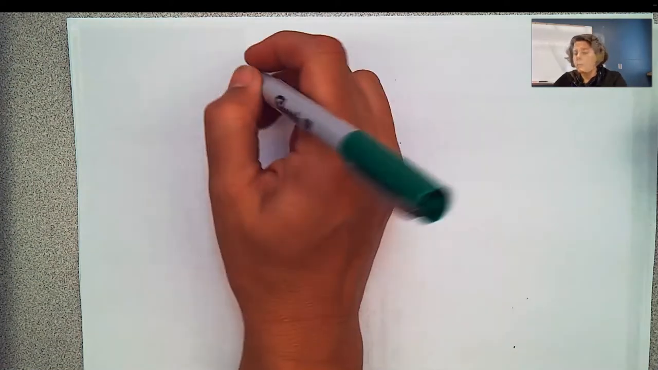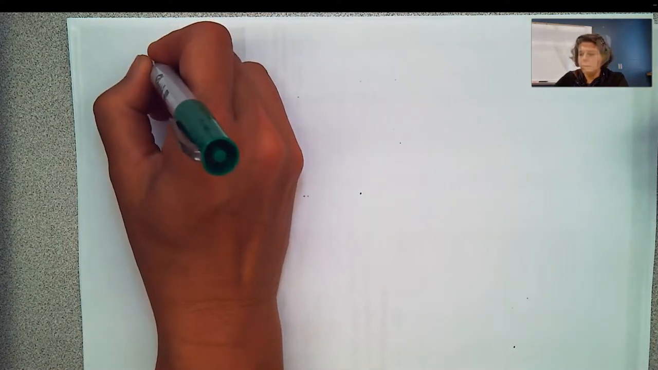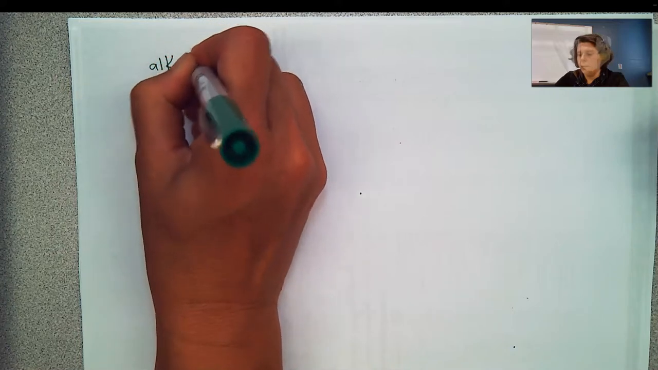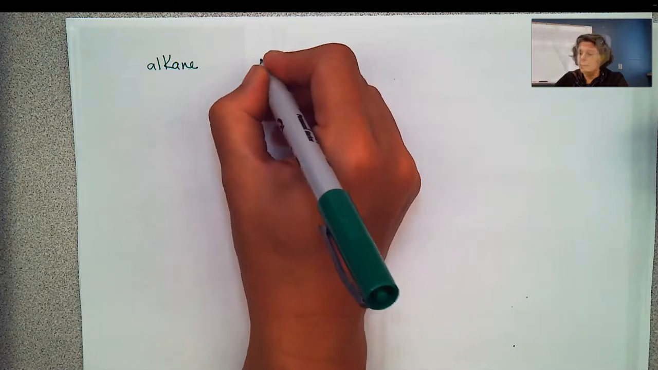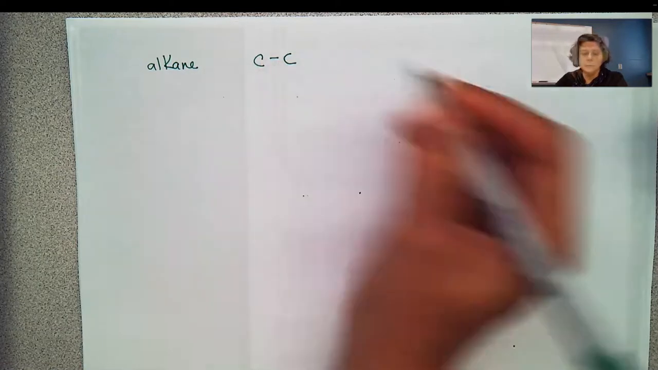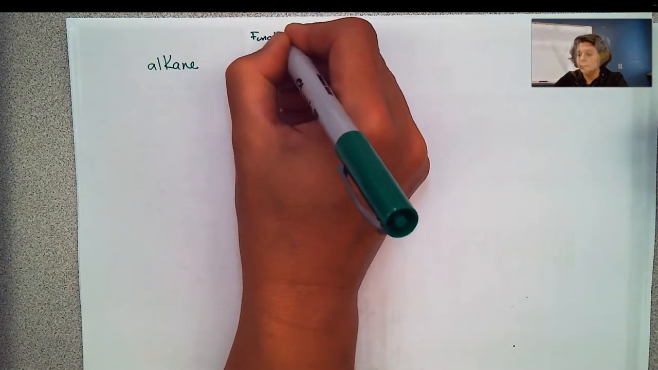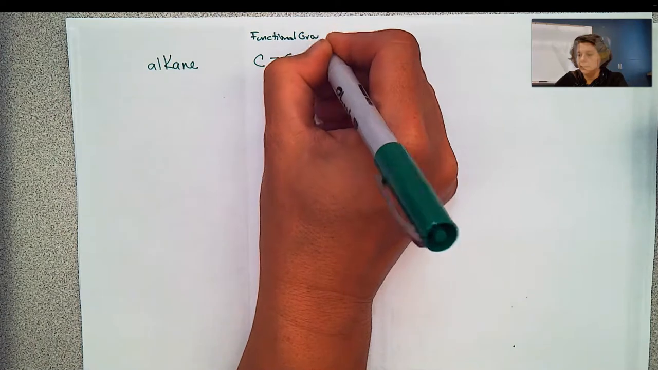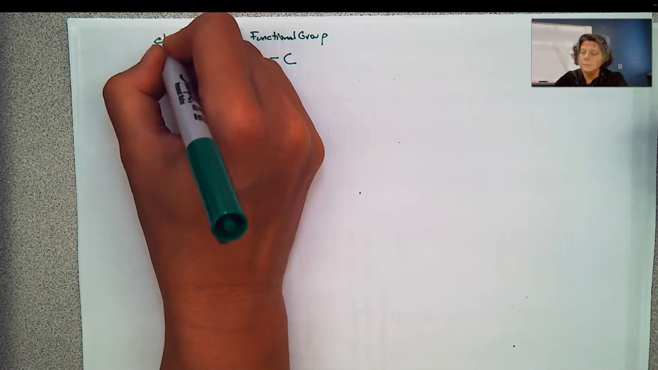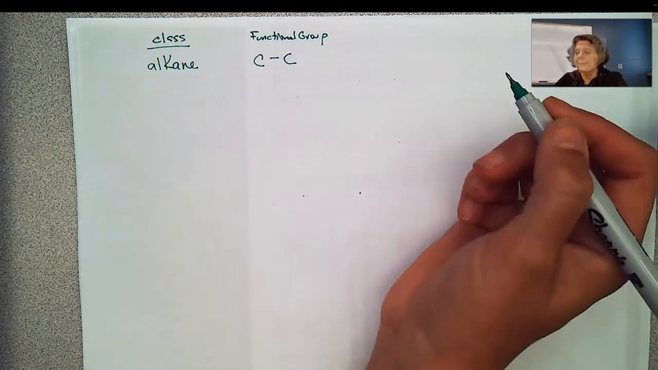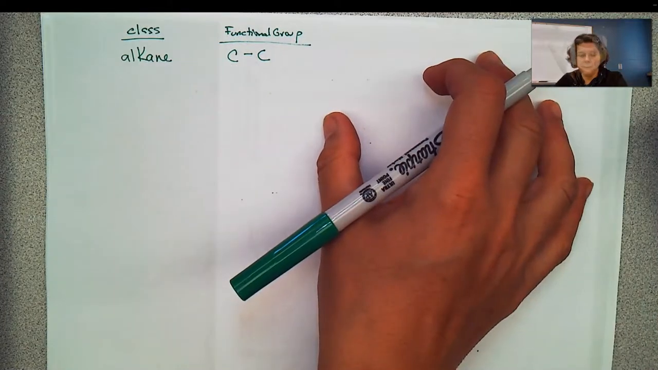Okay, so if we have alkanes, what is an alkane? An alkane means all single bonds. So it's a carbon single bonded to another carbon. So this is the functional group. This is the name of it, or the class of the compound. It's called an alkane. It means it only has a single bond in it.